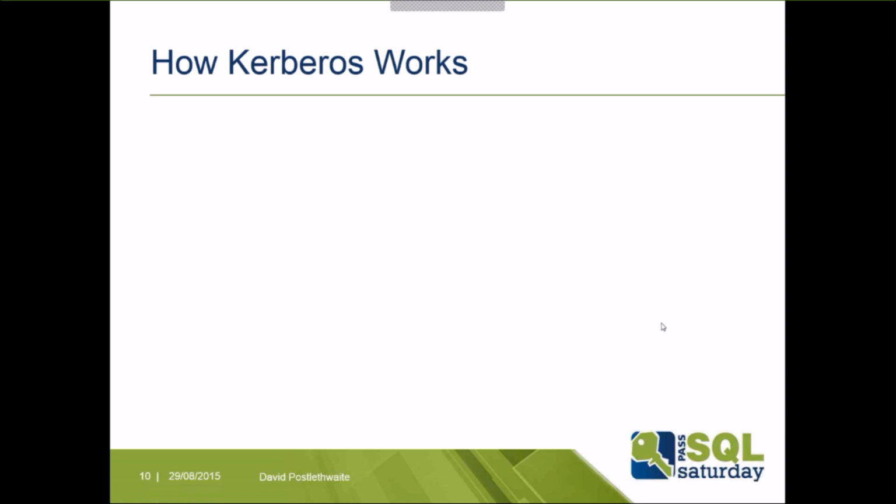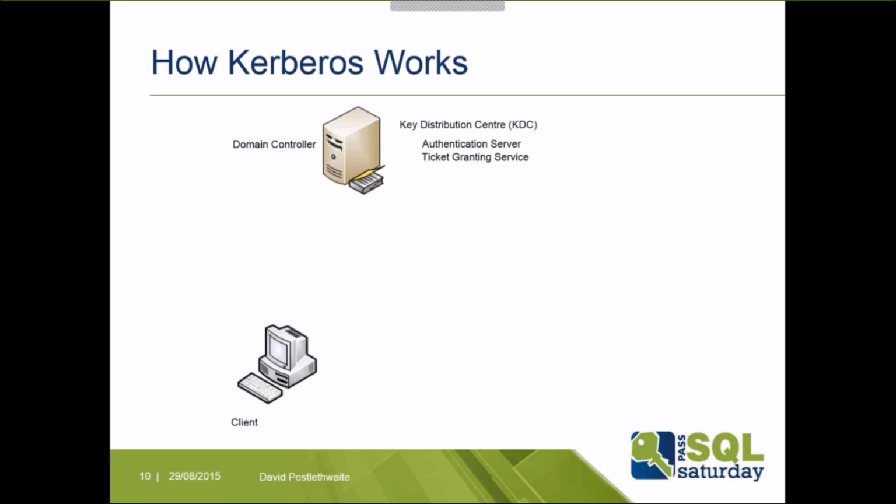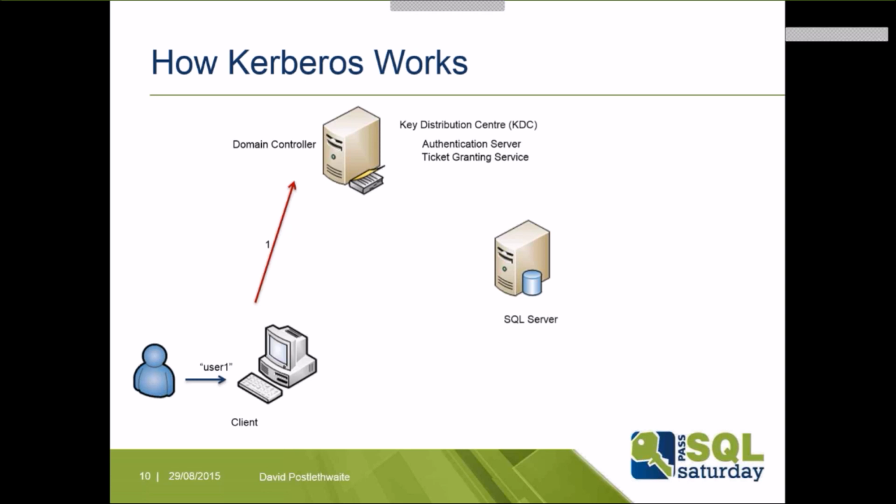So how does Kerberos work? Well, there are three key components to Kerberos. We have a key distribution center, which has two parts, an authentication server and a ticket granting service. In Windows, this is the domain controller. We have a client and we have a server that the client wants to access. So first of all, the user enters his login name, password and domain. The client passes that information to the authentication server for verification.